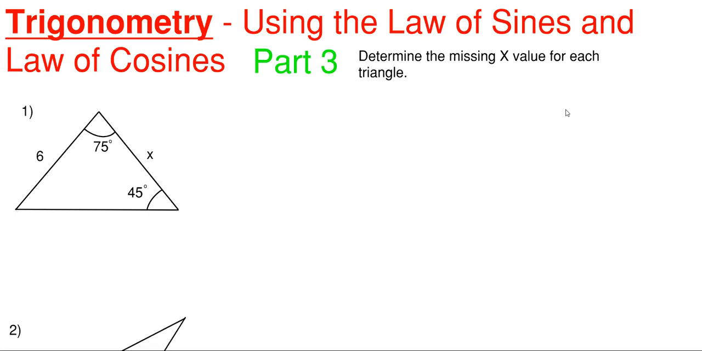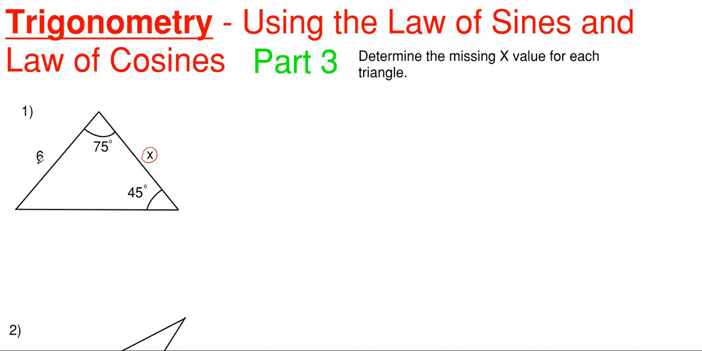So what we're going to be covering in today's video is trigonometry, and we're going to be looking at how to use the law of sines and law of cosines in order to find either a missing side or a missing angle of a triangle. And this will be the third part in this series. So we're going to have two triangles here, and we have to find our missing value x for each of those. So with our first one here, our missing value of x is a side.